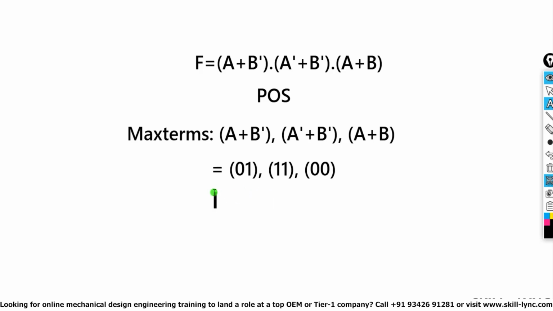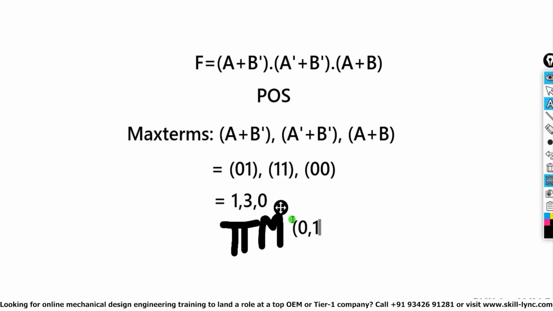So this is the case. Further, we can write it as 1, 3, 0. I am just converting binary into decimal, so the values are 0, 1, 3. And at last, you are representing it as pi, because I have told you that it will be represented with pi capital M and then 0, 1, 3. It is the canonical form. So the canonical form is pi capital M 0, 1, 3.